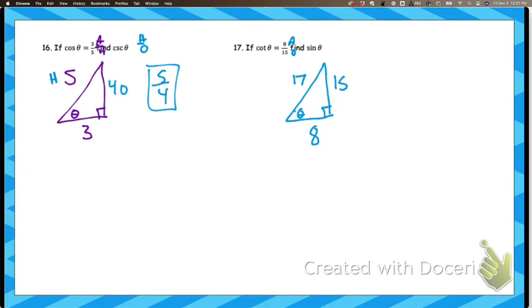All right, sine is opposite over hypotenuse, which is 15 over 17 on the triangle that I drew. So label your two sides, use Pythagorean theorem to find your missing side, and then write your new ratio.